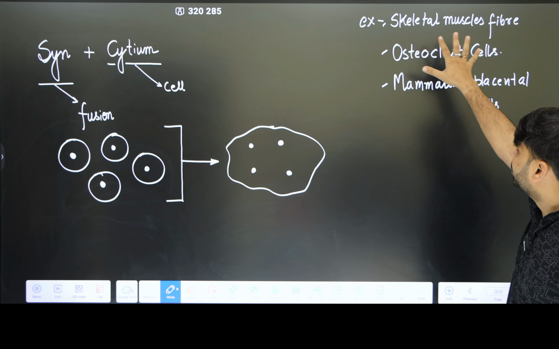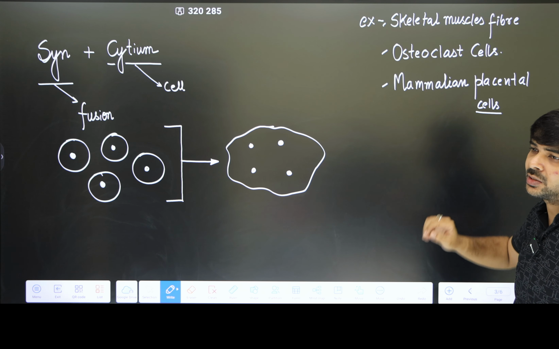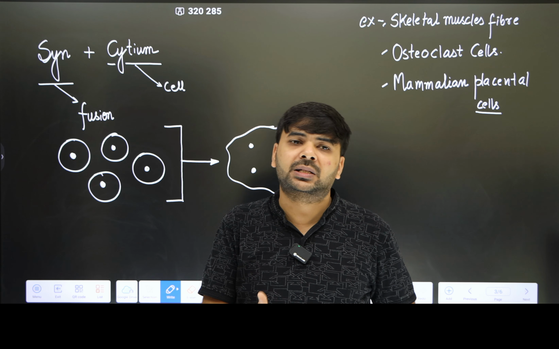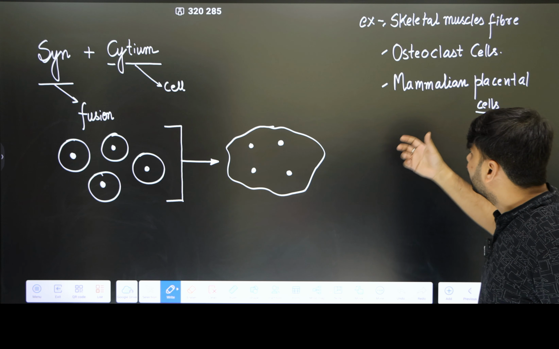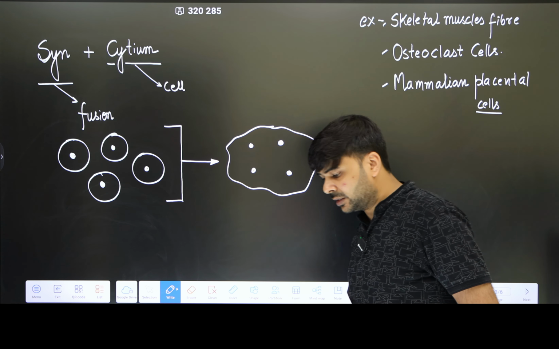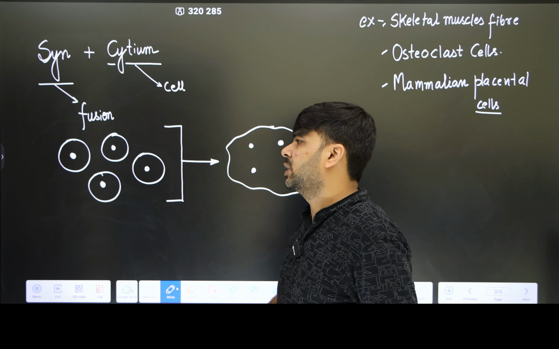So the best example of syncytium is the skeletal muscle fiber. The second example is osteoclast cells, the bone resorbing or bone destroying cells. The third is mammalian placental cells, which have multiple nuclei in the same cell due to fusion of cells.